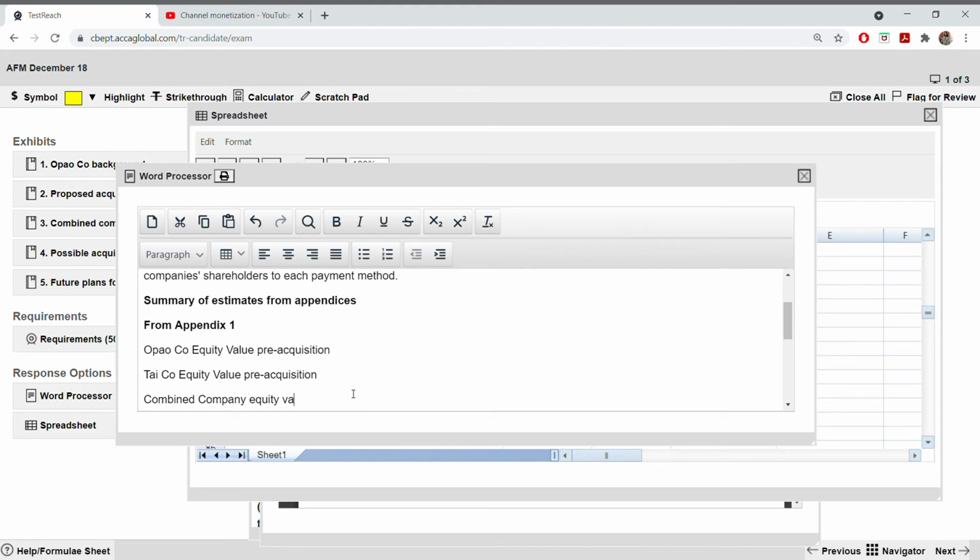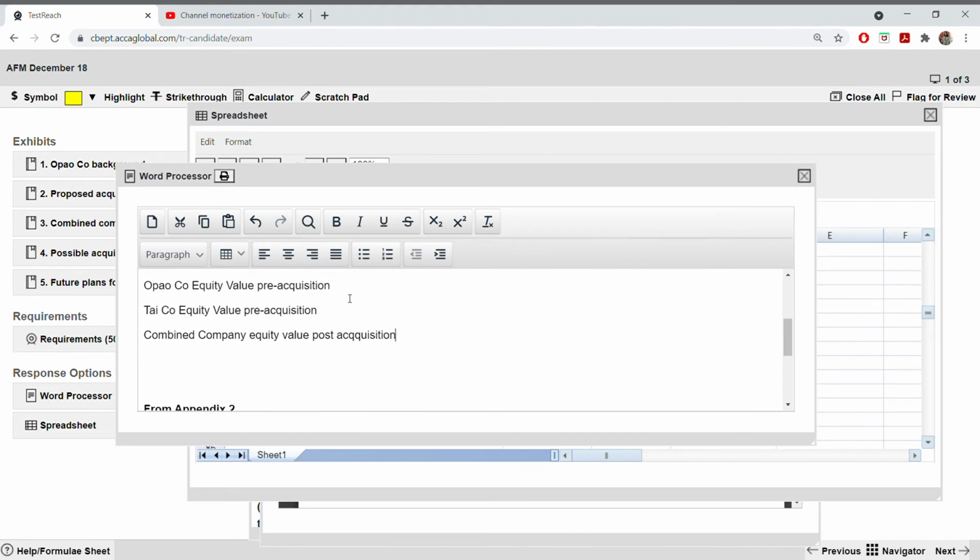Equity value post-acquisition. I'm just going to write acquisition. Okay. What am I going to do now? Now I have the figure. Right? I have all the figures. So I just have to write it next to each. This is what you have to write in the report. Do you understand now? You're just answering your main requirement, that's it, and putting the one number only.